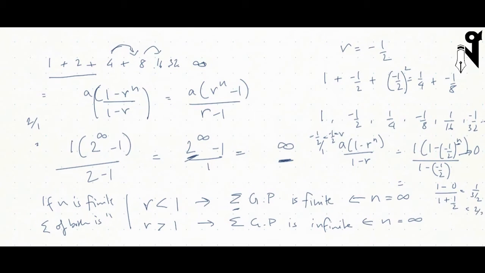And again, this is for r greater than minus 1 and less than 1. So I can further write down this equality. For the sum of an infinite GP such that r is between minus 1 and 1, the sum is finite. That is, n is infinity and r is between minus 1 and 1, the sum of the GP is finite. And if r is less than minus 1, again I will get the same thing: the sum of the GP is infinite if n is infinite.